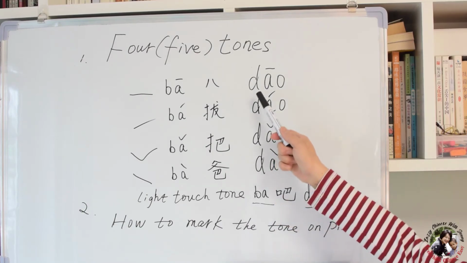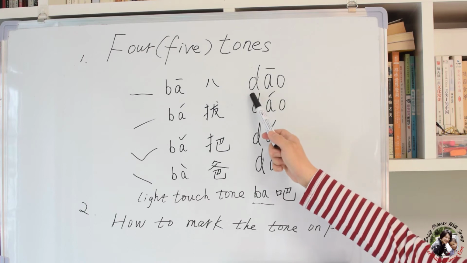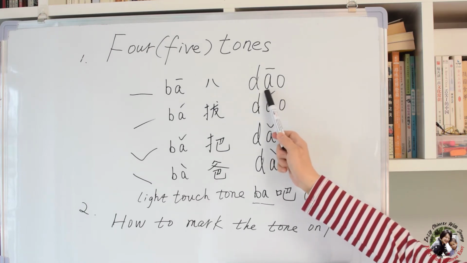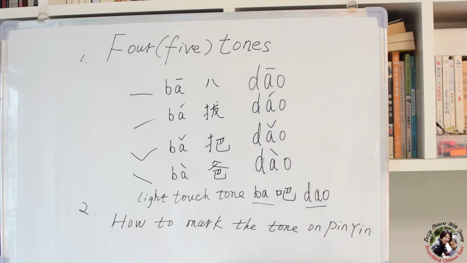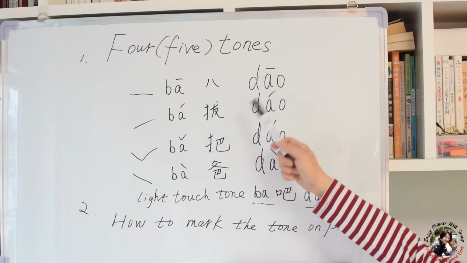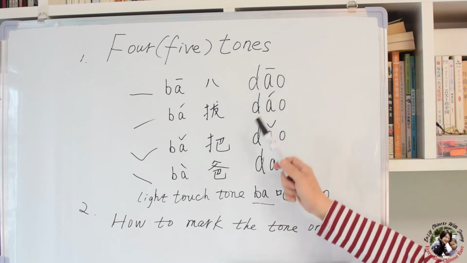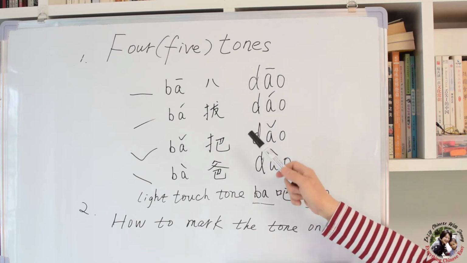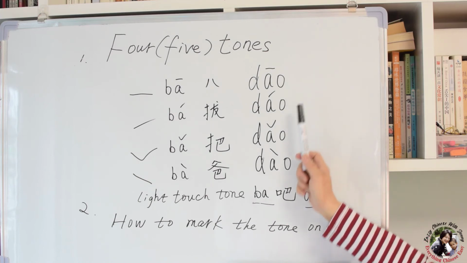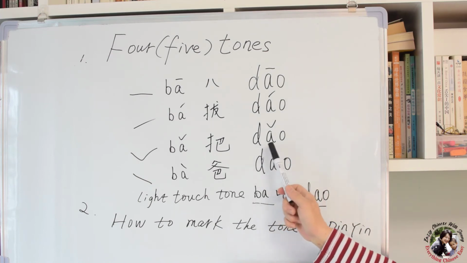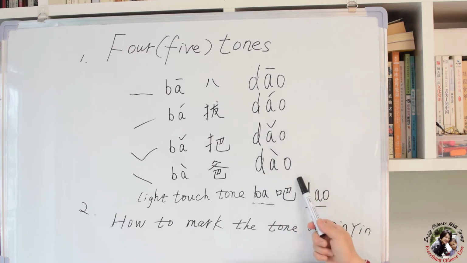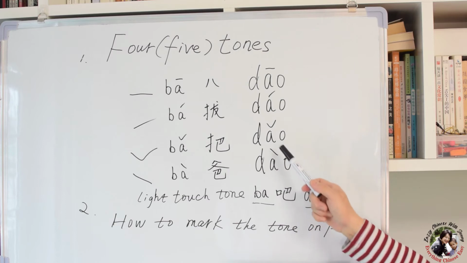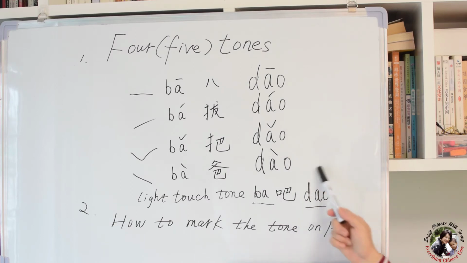See, there's another initial and a vowel. This one is a double vowel, ao. So the ao, the first tone. Dao. Second tone, dao. Third tone, dao. The fourth one, dao. And if it's a light touch tone, dao.